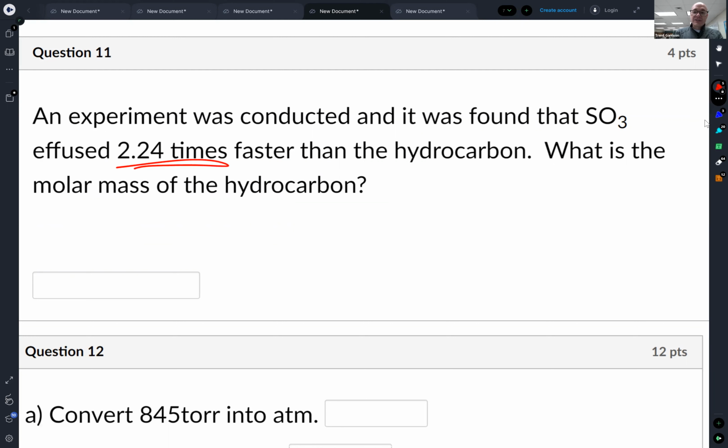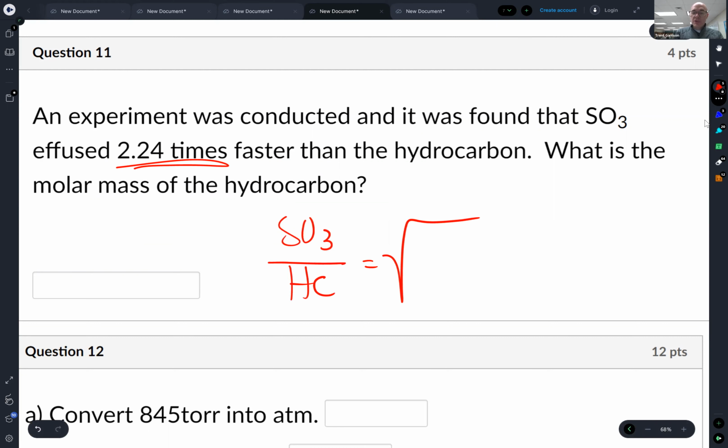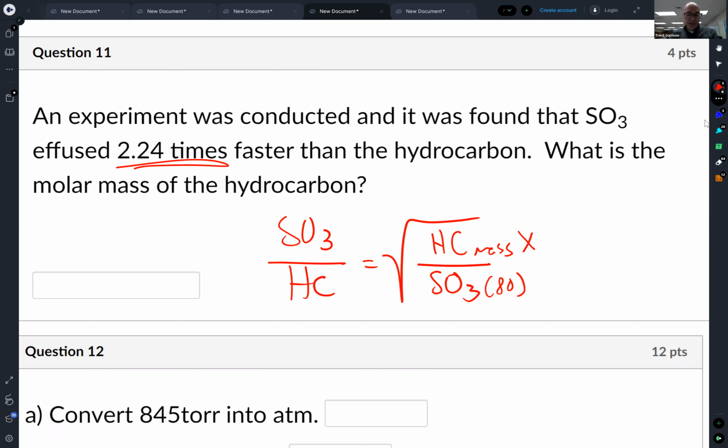So it says that there's some gas effused 2.5 times faster than the hydrocarbon. So the SO3, and we have some hydrocarbon. We don't know what it is, but we do know that the mass of the SO3 could be added up. So I can add up the weight of sulfur is 32, the weight of the oxygen is 48. So that total comes up to be 80. I don't know what that molar mass is, and that's what we're searching for here.